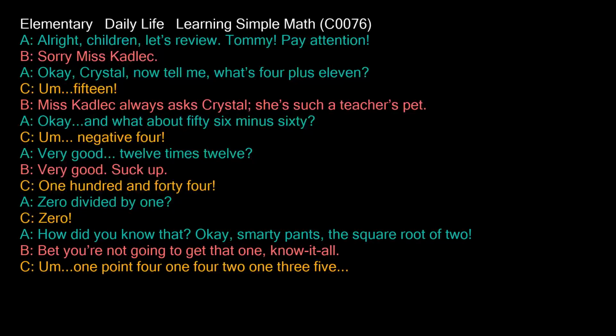All right, children, let's review. Tommy, pay attention. Sorry, Miss Cadillac. Okay, Crystal, now tell me. What's 4 plus 11? 15. Miss Cadillac always asks Crystal. She's such a teacher's pet. Okay, and what about 56 minus 60? -4. Very good. 12 times 12? Very good. Suck up. 144. 0 divided by 1? 0. How did you know that? Okay, smarty pants, the square root of 2. Bet you're not going to get that one, know-it-all. 1.4142135.